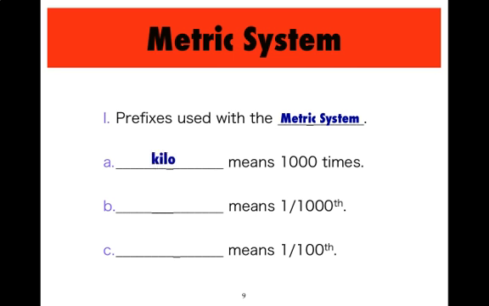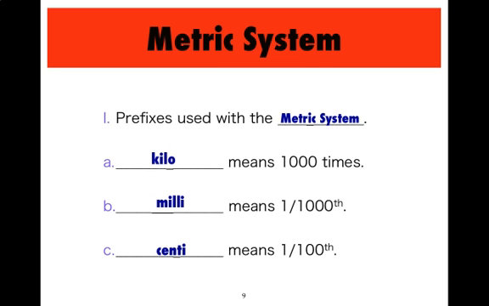Okay? So a kilo means 1,000 times that unit. So a kilogram would be 1,000 times a gram. So 1,000 grams would be a kilogram. Going the other direction, 1/1000th would be milli. Okay, so kilo is taking that one unit and multiplying it times 1,000. Milli is taking that one unit and dividing it by 1,000. Okay, and 1/100th would be centi.